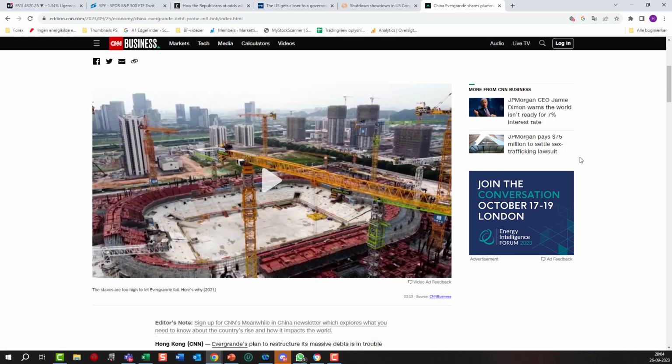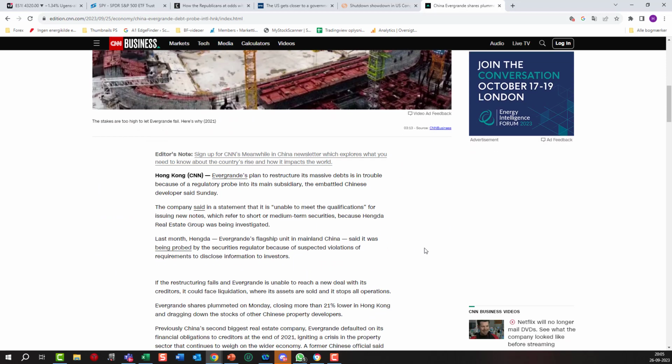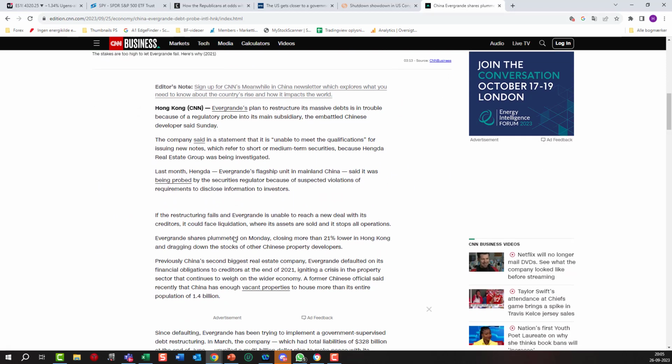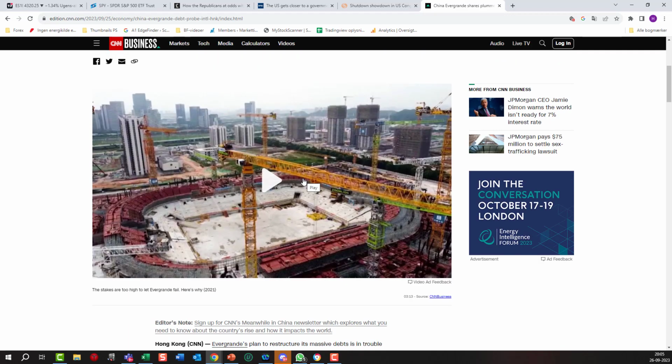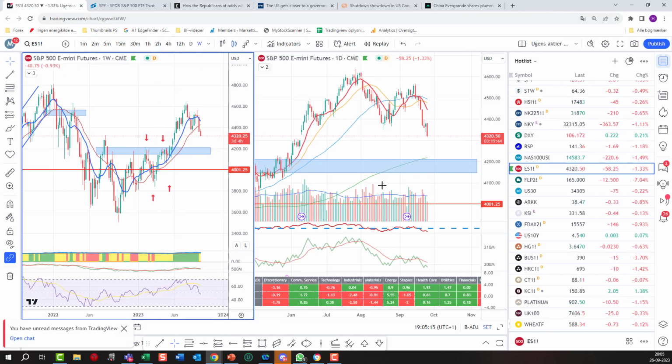They have tried to meddle a bit with the interest rates and so on. So it's a good question if Evergrande and the other real estate property companies can keep going. But this is something you should really pay attention to, because if this collapses, it will have a worldwide effect. So that is one of the reasons why we are seeing this right now.